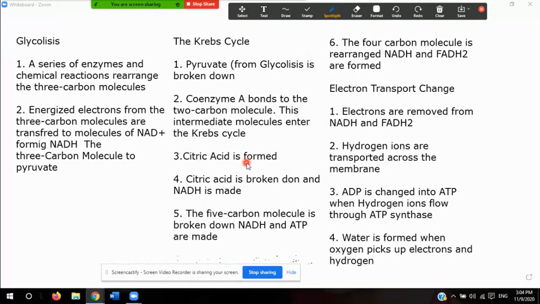So guys, this is just a very brief and short summary of cellular respiration.